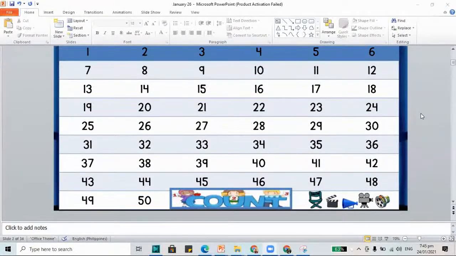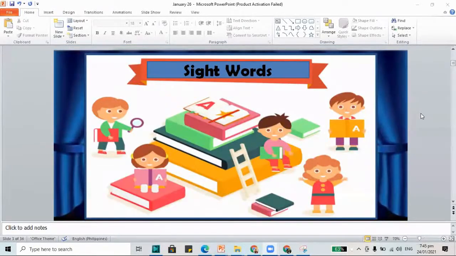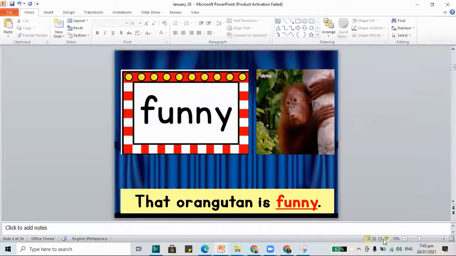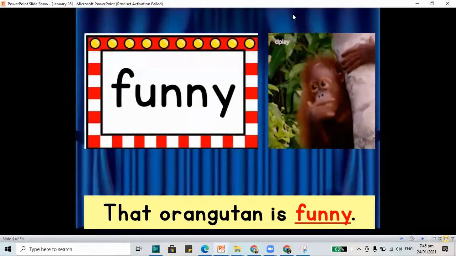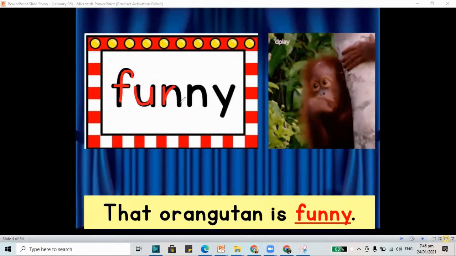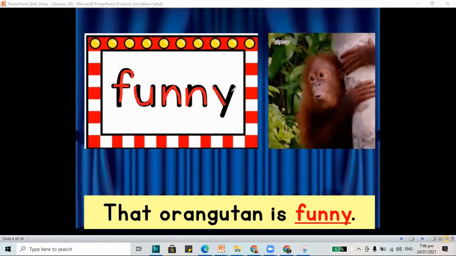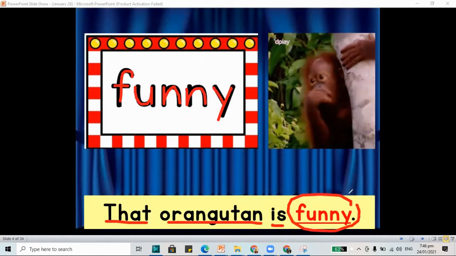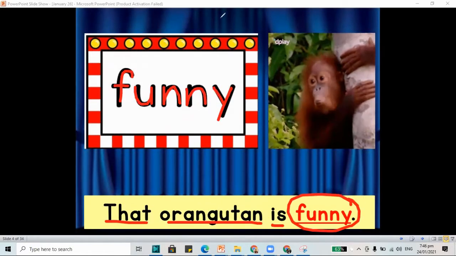Now, how about for the next part of our routine? Let's do our sight words. So we have here our word. It's funny. We have the letters F, U, N, N, and Y. The word is funny. That orangutan is funny. We have the word funny.